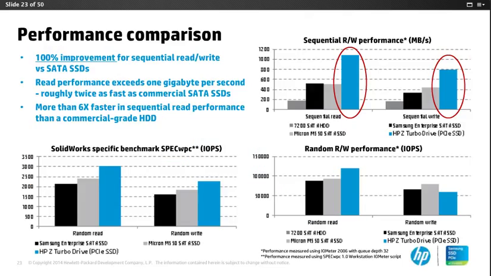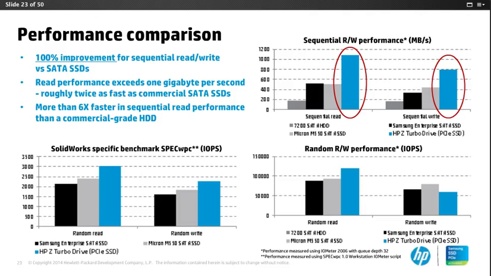The performance gains are significant when connecting to the PCI Express bus. The sequential read and write performance is roughly twice as fast as today's SATA SSD products. It is especially interesting to look at the incredible difference between the Z Turbo drive and a commercial-grade hard disk drive, which is greater than 6 times faster for sequential read performance.